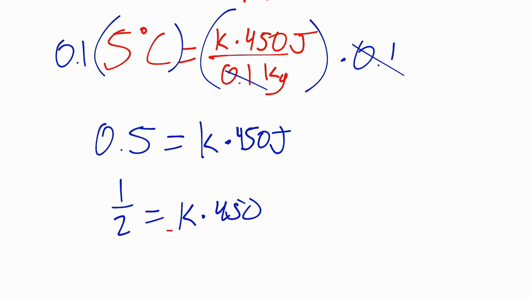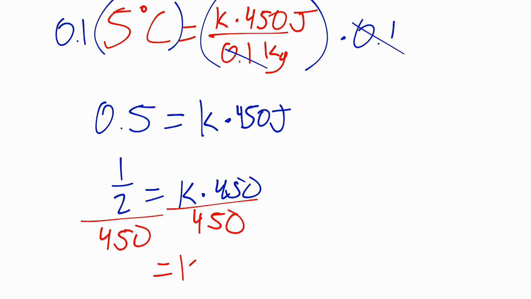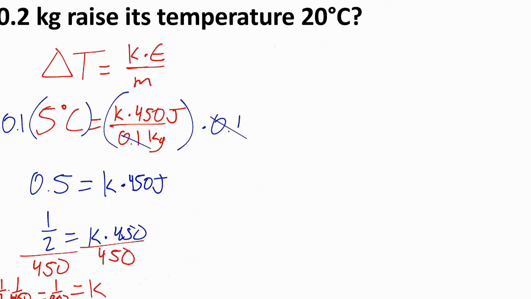Now, to solve for k, we're going to divide both sides by 450. The right side's pretty easy to figure out. We get k there. And 1/2 divided by 450 is also 1/2 times 1 over 450, so it's the super nice convenient fraction of 1 over 900. It's a really small number, but we're going to make it work. So if we're using this in a general equation, we've got delta T equals 1 over 900 times our heat energy divided by our mass.